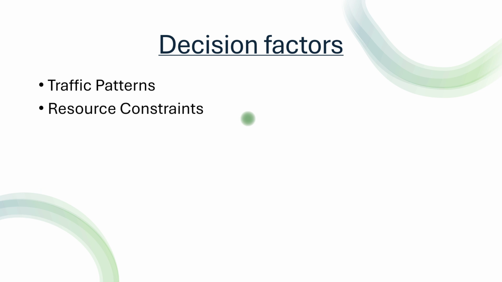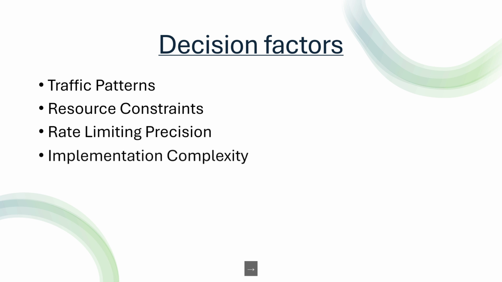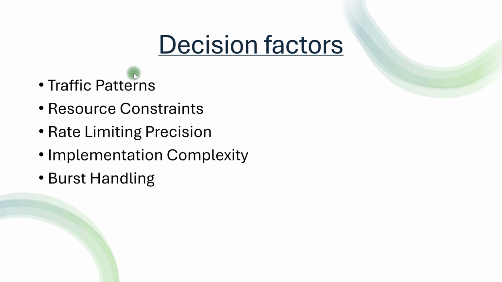The final slide is about the decision factors that we should keep in mind while trying to pick any of these. The first one is the traffic pattern. What is the traffic pattern that we have? Resource constraints. What resource constraints do we have? Rate limit precision. How much precision and accuracy do I need from my rate limiting algorithm? That should decide this. Implementation complexity and burst handling. These are the factors that should be taken into account while picking any of the algorithms that we need.